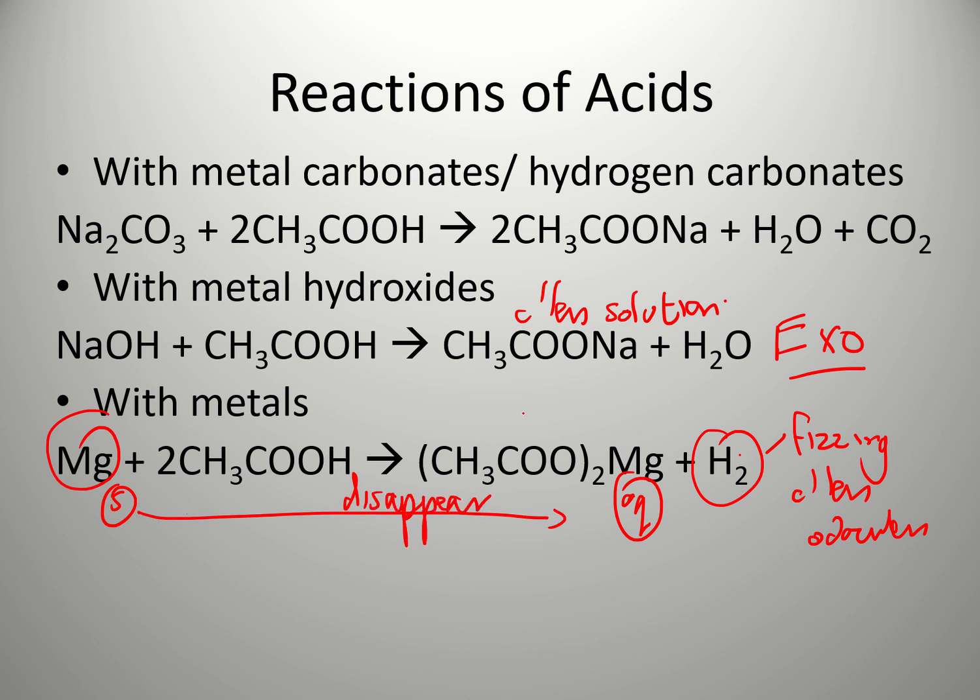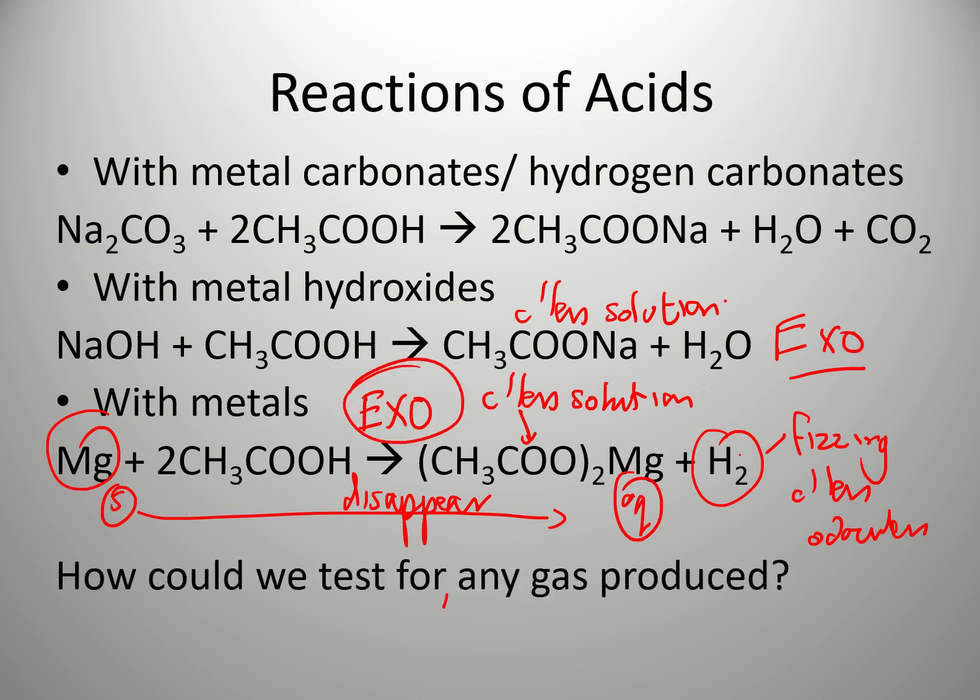Okay, this is a group 2 salt. Group 2 salts, you should know, are colourless solutions. So there's another observation. Okay, and this reaction is extremely exothermic. Metals reacting with acids are very exothermic. So you have loads of observations in that last one.